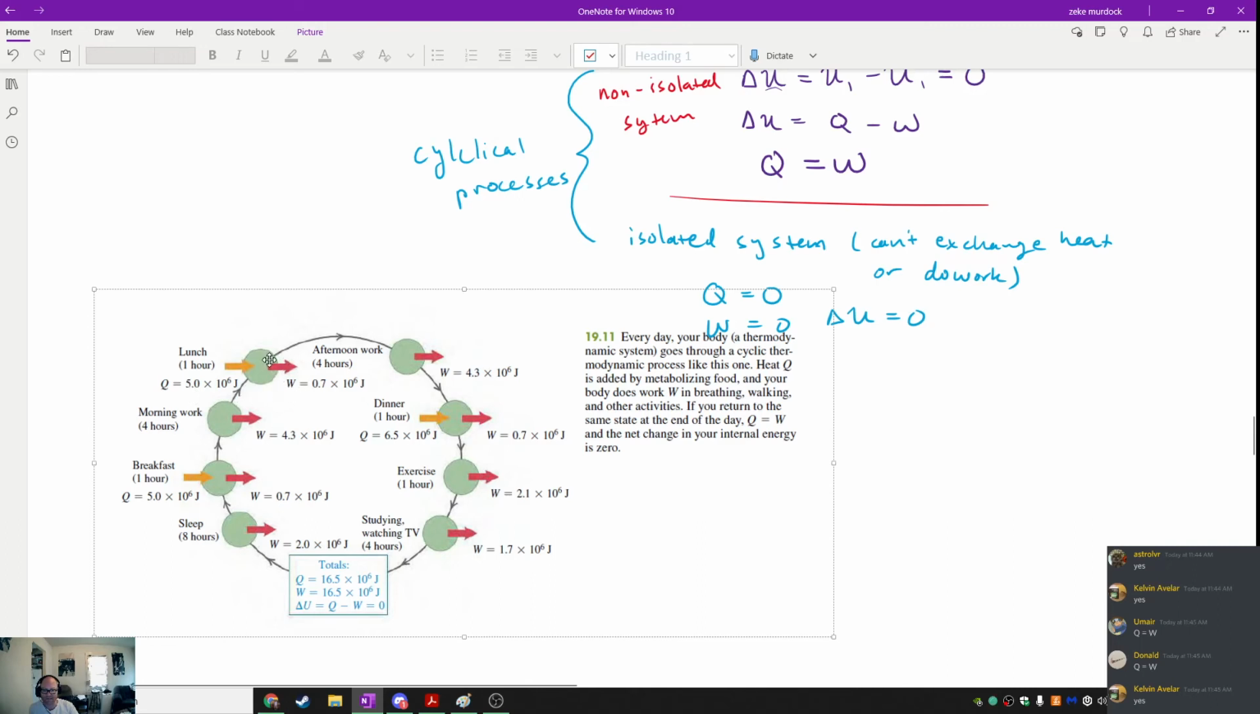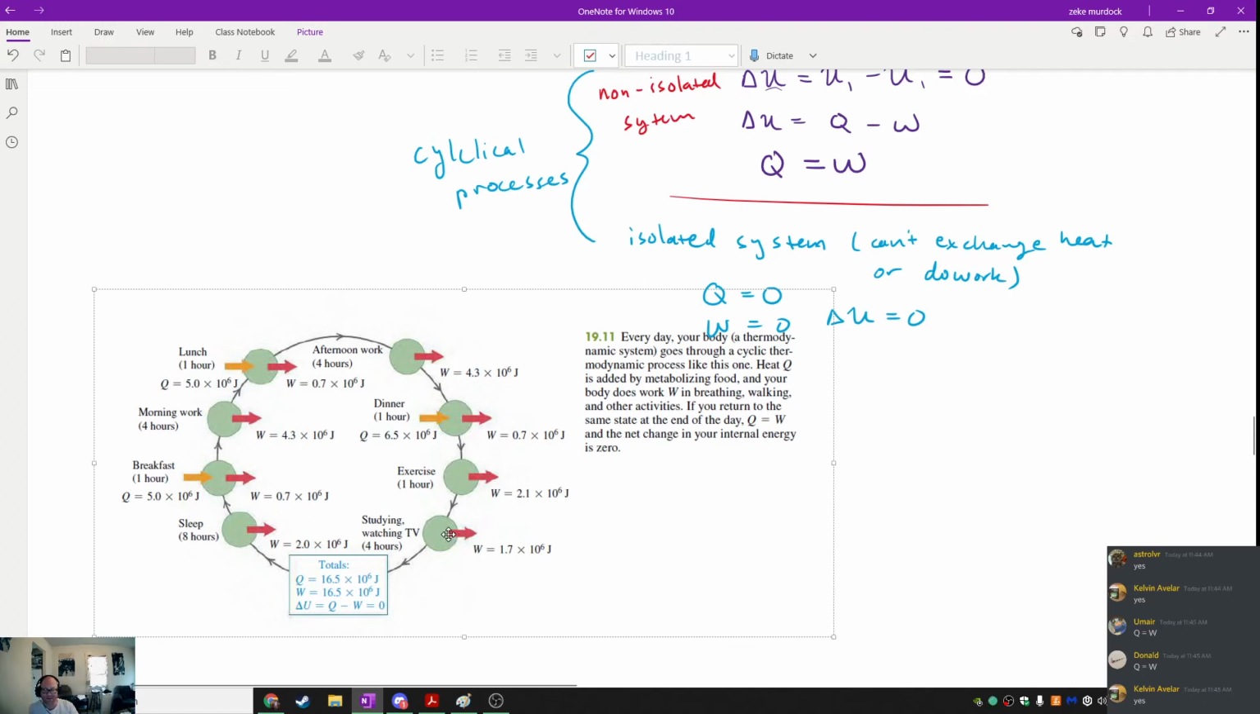And then, of course, that takes some energy as well. You can see it's the same amount of work that's done here to eat the food. And then you work in the afternoon, which means that you do 4.3 million joules of work, eat dinner, get some more food in your system. That takes a little work. You do some exercise. You study, watch TV. Somehow studying and watching TV, in their assumption, is going to burn as much energy as working. I don't know if that's true or not, but whatever.